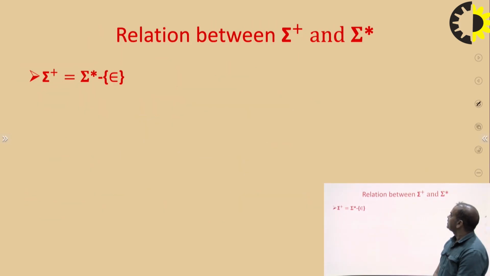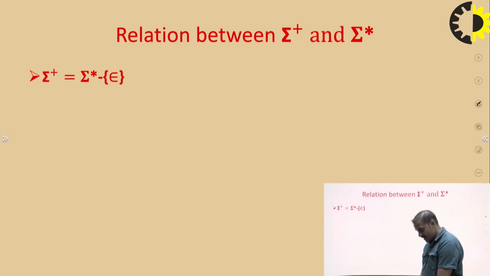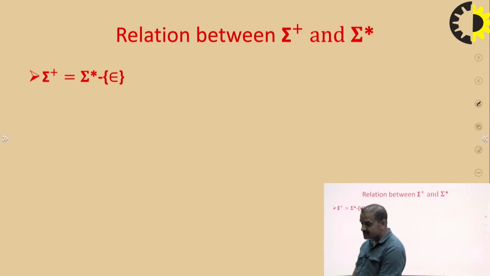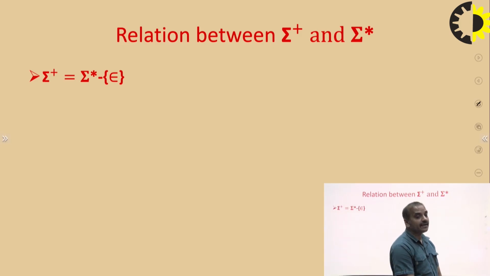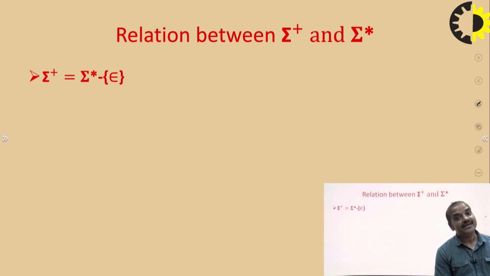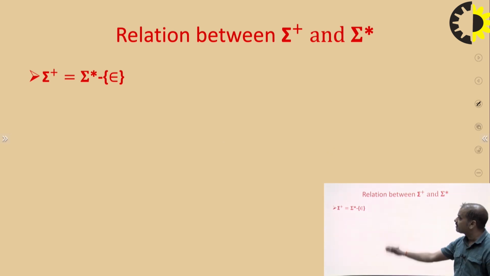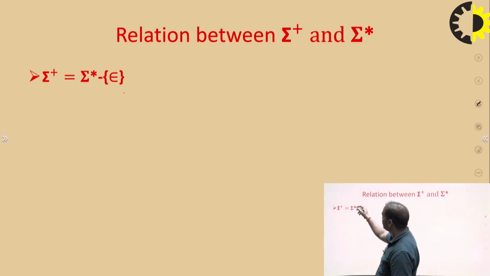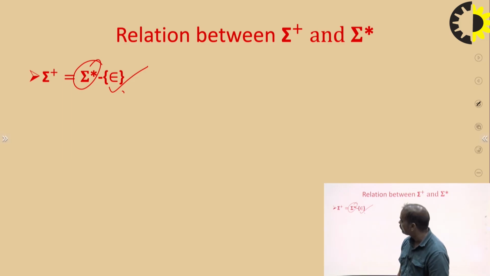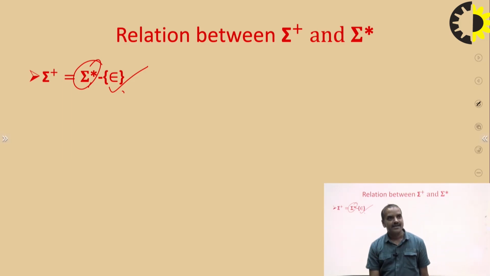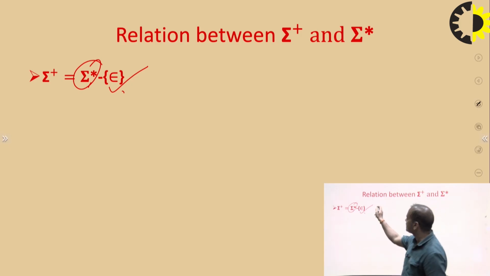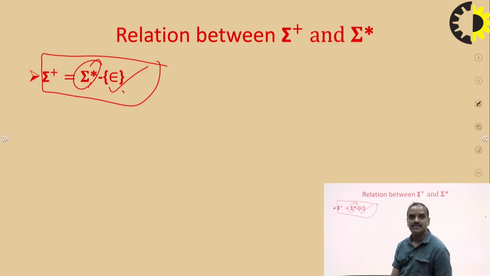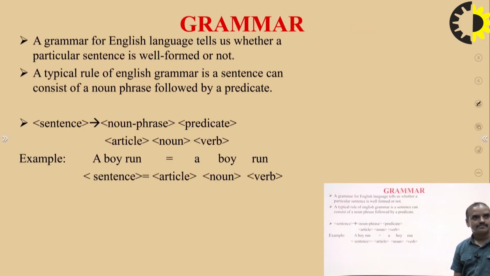This is the relation between sigma plus and sigma star. As we discussed, sigma star means including null, and sigma plus means excluding null. So we write the formula: sigma plus equals sigma star minus null. If we remove null from sigma star, that is equal to sigma plus. This is the main relationship between sigma plus and sigma star.